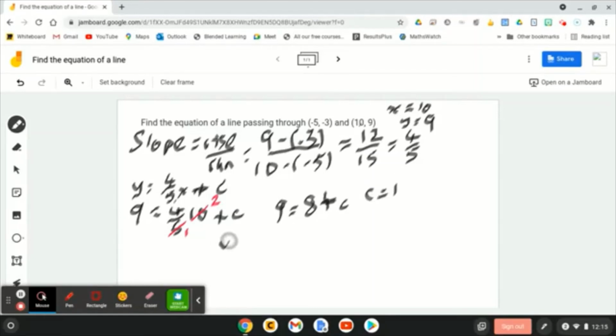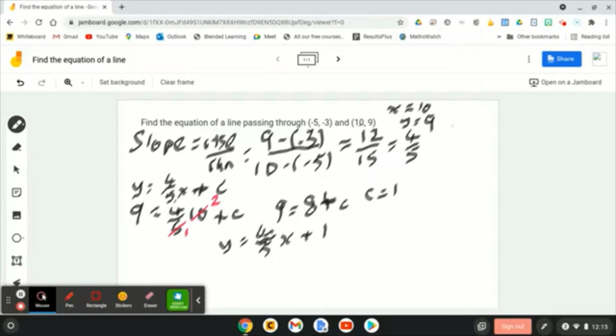And my equation is y equals 4/5 x plus 1. And I can check by substituting. If I substitute the points, x is 10 in here, I'll get 4/5 of 10, which will be 8 plus 1, and that would be y is 9, and that matches with this point over here.